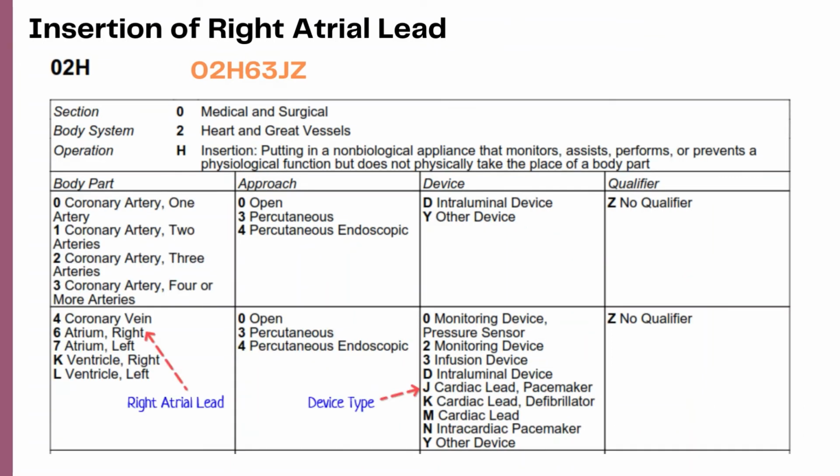This is the table for the insertion of the right atrial lead. Section is medical and surgical. Body system is heart and great vessels. Root operation is insertion. Body part would be right atrium. Approach is percutaneous. Sixth character for the device would be cardiac lead of a pacemaker. And the seventh character is Z, no qualifier.